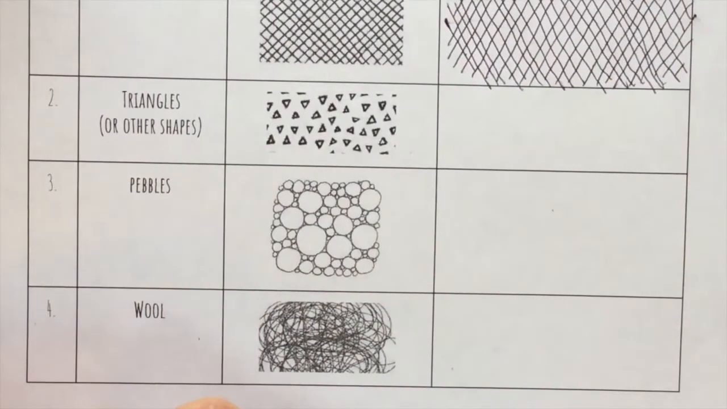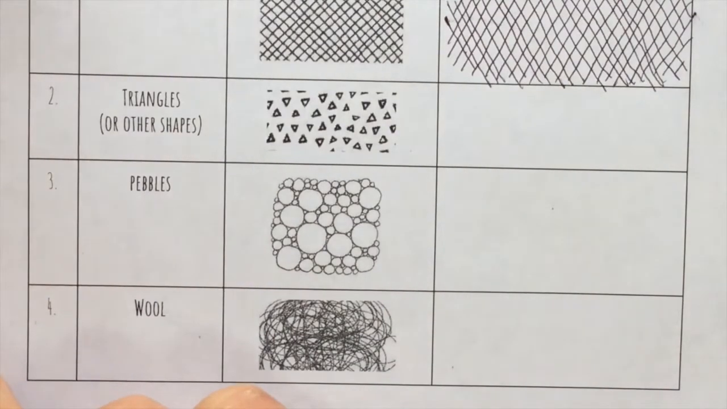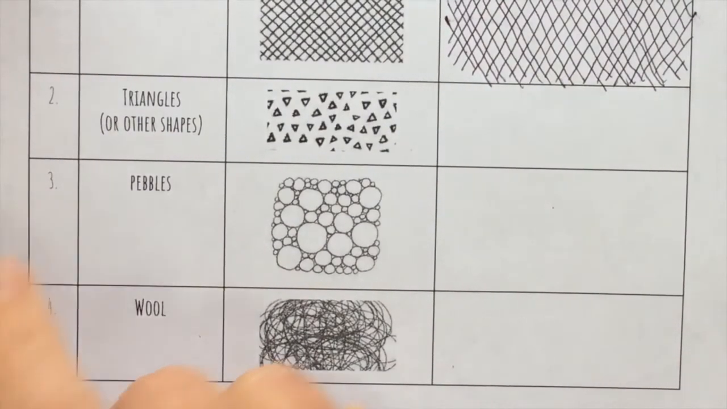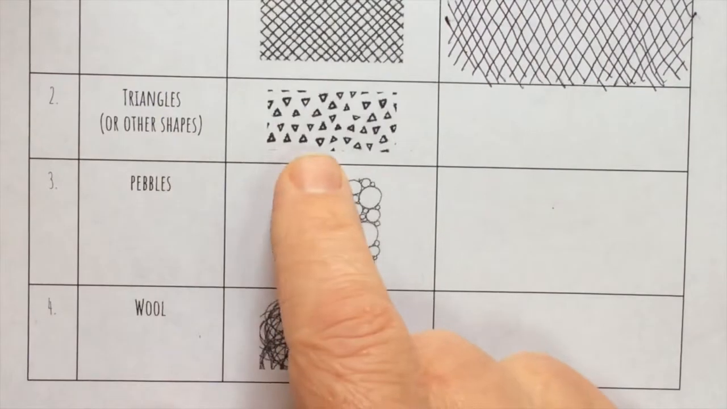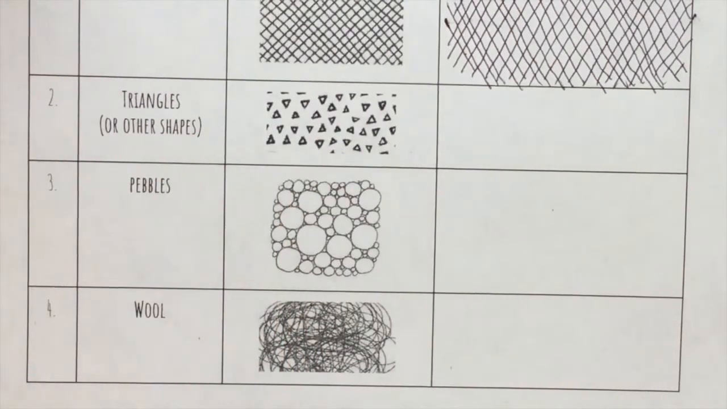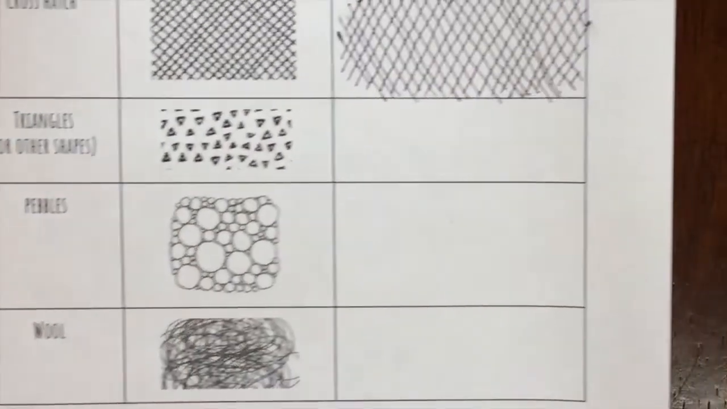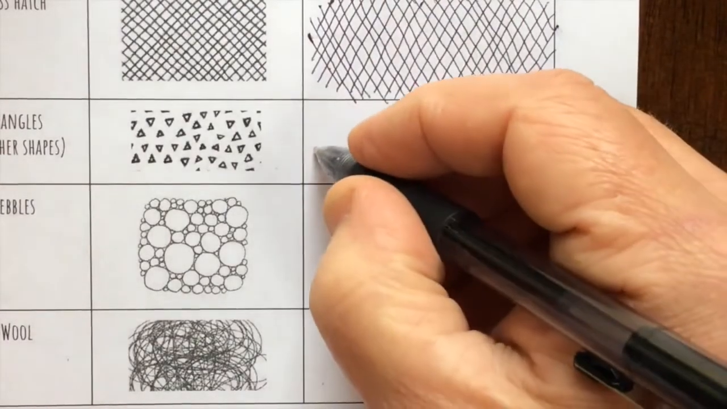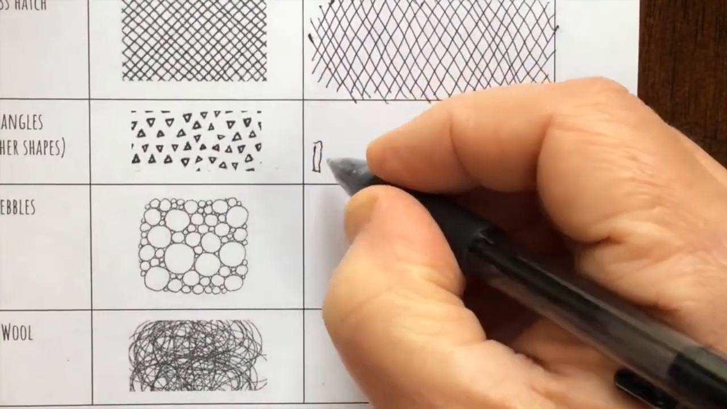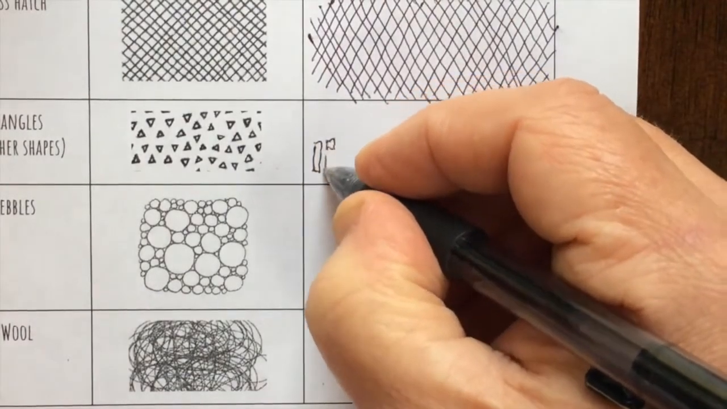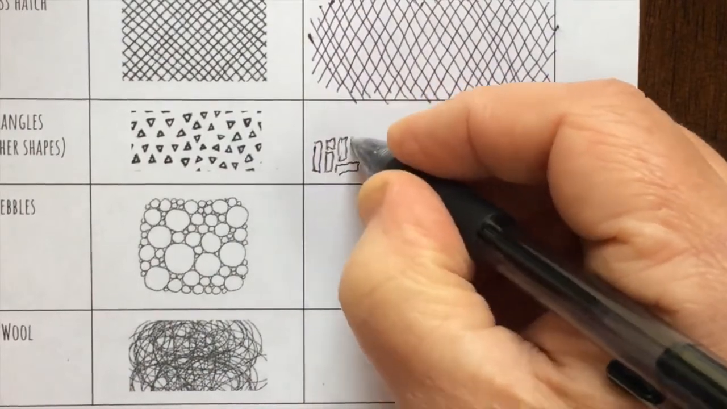The next texture is made from repeating shapes. You can repeat small triangles as shown in the example, or you can repeat another shape, say rectangles. Make the shape small, fill the space, and see what you think of this texture.